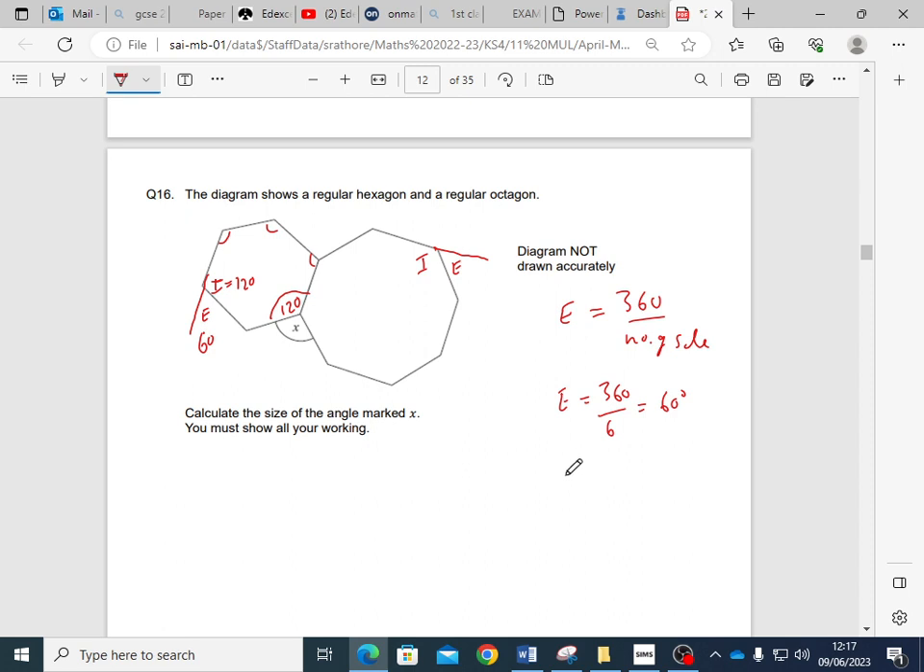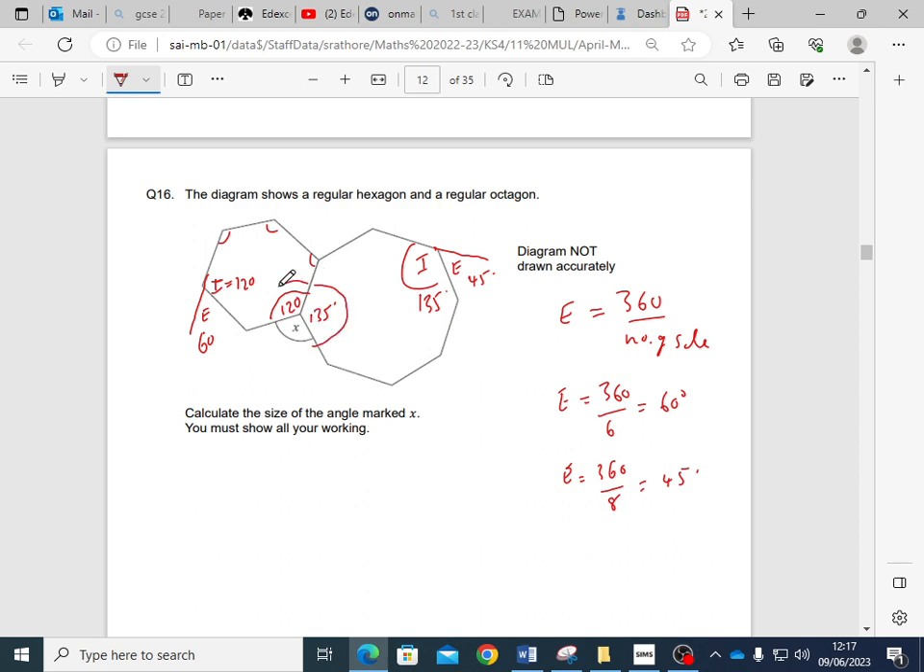So again, the exterior for this one is going to be 360 divided by 8. That's going to give me 45. So my exterior angle is going to be 45. What's my interior going to be? 135. All of those interior angles, because it's regular, are going to be the same. So that's going to be 135 degrees.